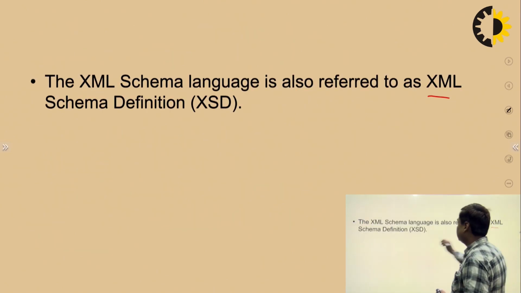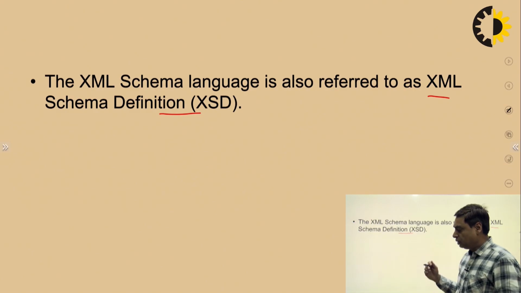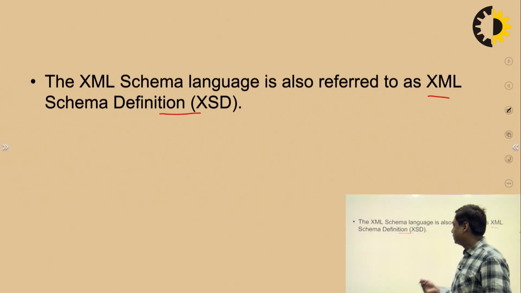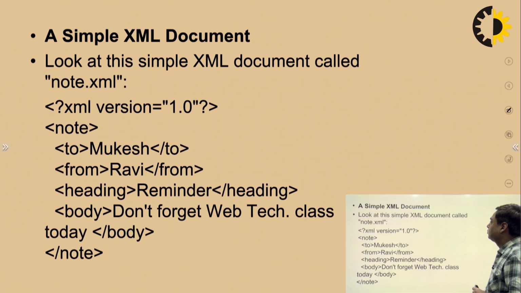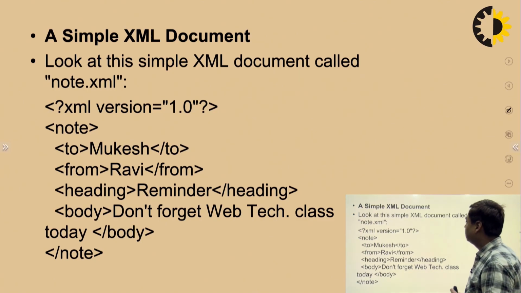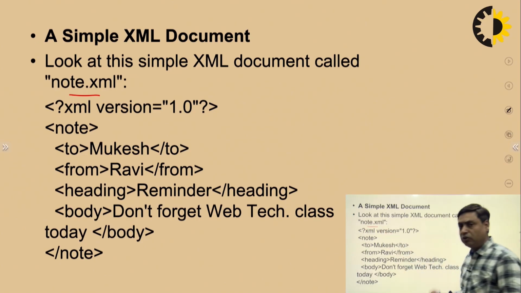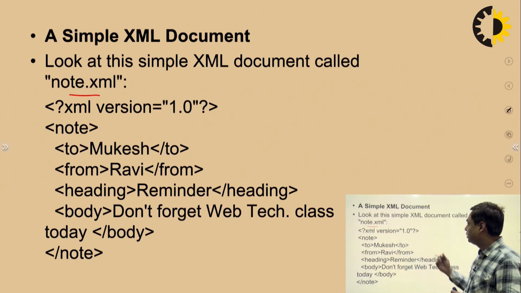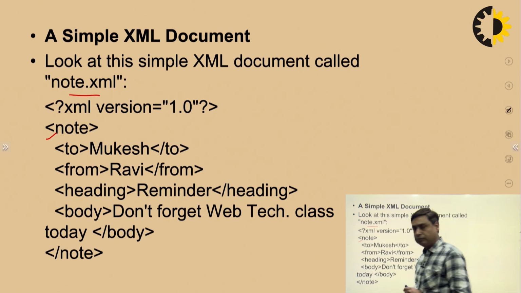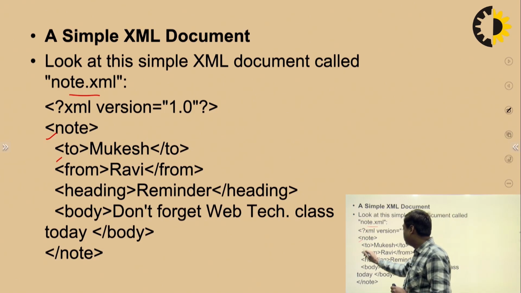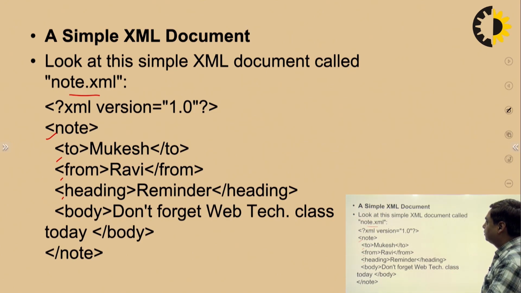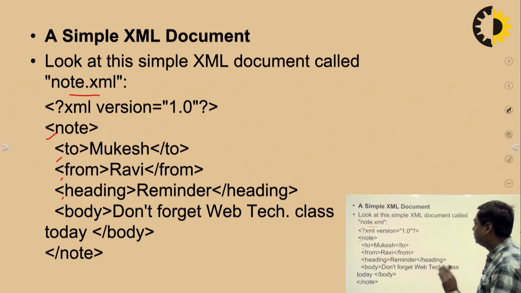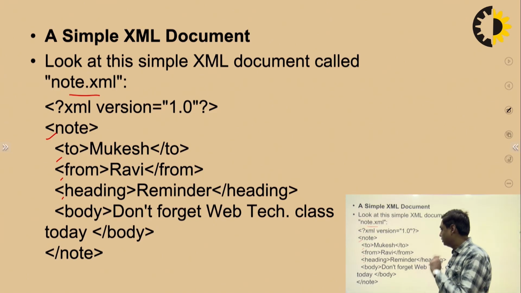Now, XML schema definition. We need to develop a separate file for the XML schema, and the extension of that file is .xsd. Suppose this is the XML file, note.xml, and we are going to define the XML schema for this file. This file has a root node and some elements: to, from, heading and body. With the help of this XML schema, I want to validate this XML file, so we need to define the XML schema for it.